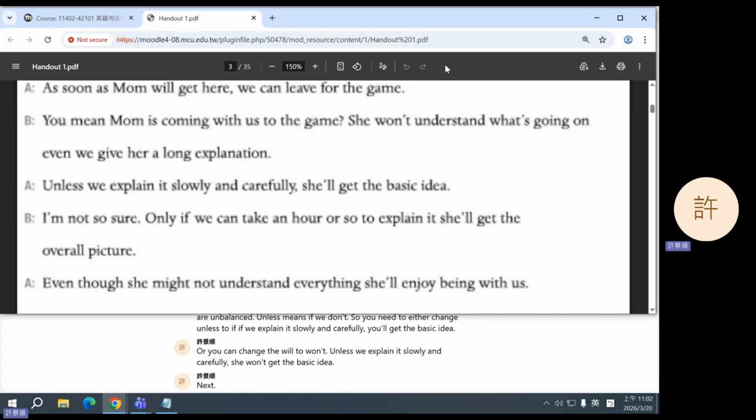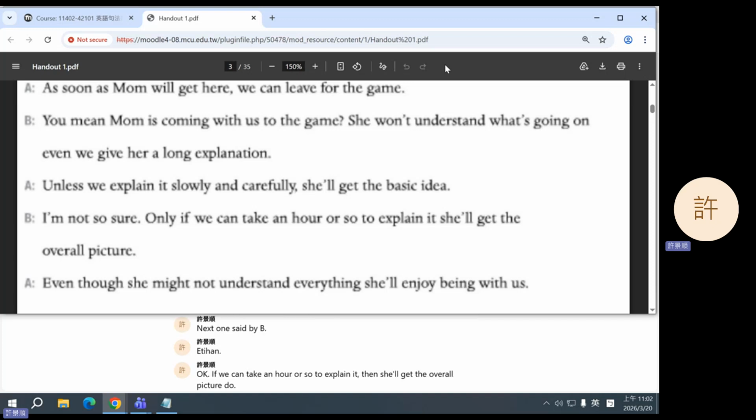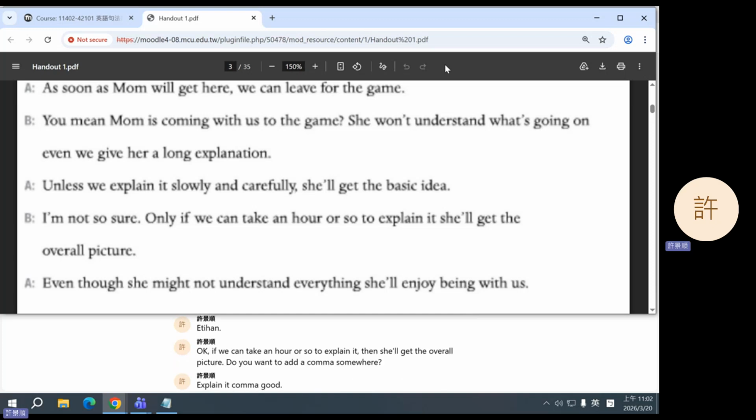Next one, said by B. Okay, if we can take an hour or so to explain it, then she'll get the overall picture. Do you want to add a comma somewhere? Explain it, comma. Good, that solves the problem.